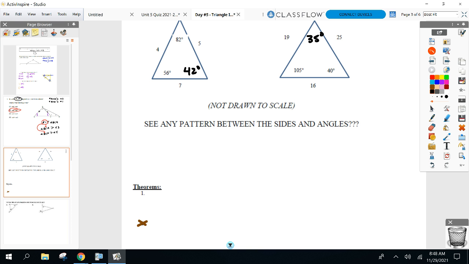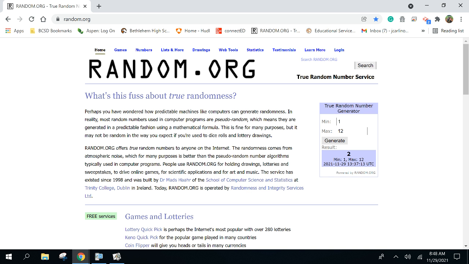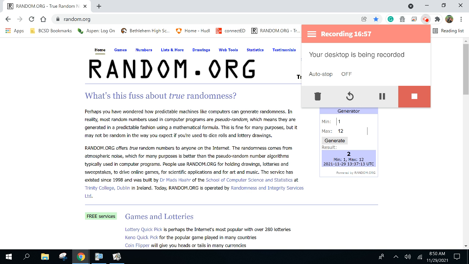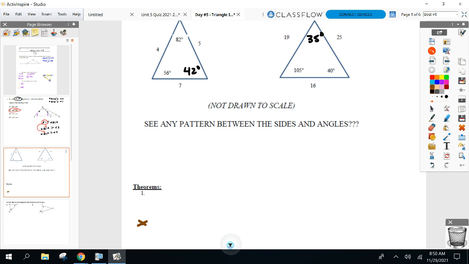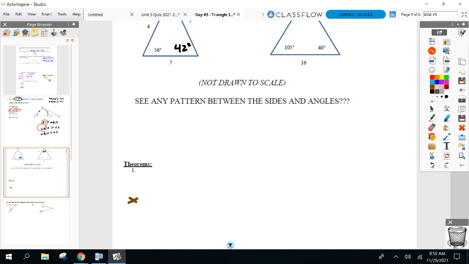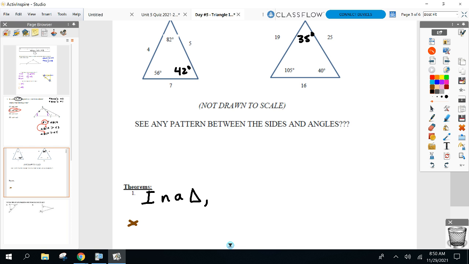Okay, I'll give you as much time as we need here. Discuss it with each other, please. There's a certain pattern between the sides and the angles. What is it? All right, what do you got? What do you think this big theorem's all about? In any triangle, what happens? In a triangle, what's so great about the sides and the angles?